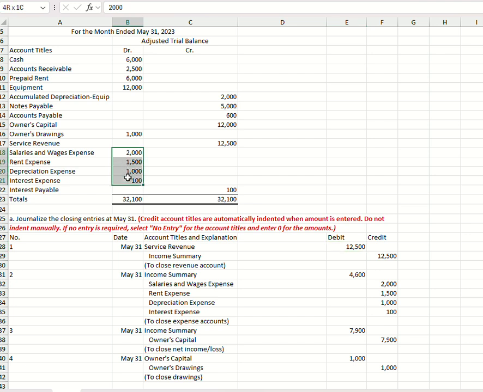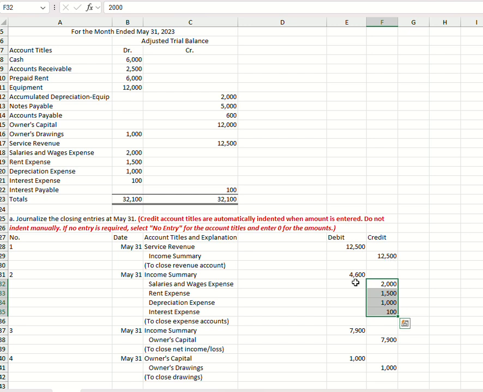You have expenses that are normally debit balances. In order to close that to income summary, you're gonna credit salaries and wages and rent expense and depreciation and interest expense. You're going to credit these and you're going to debit the income summary. So it's just kind of opposite of what you did in the revenue. So revenue gave income summary a credit, expenses gave income summary a debit.